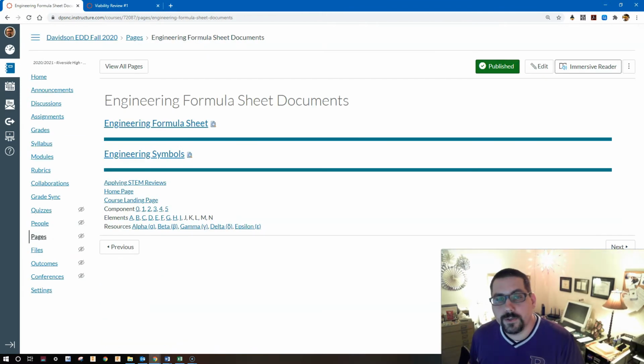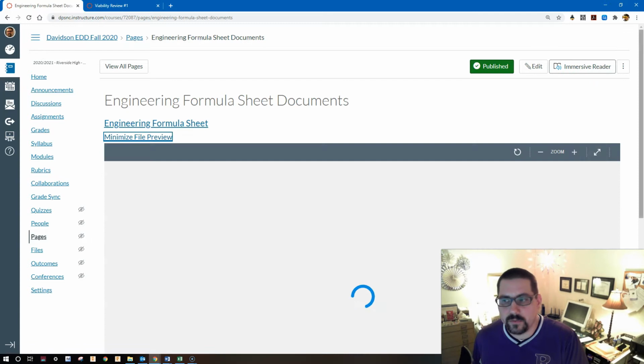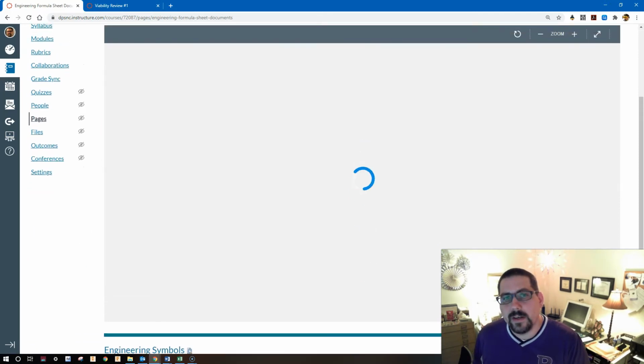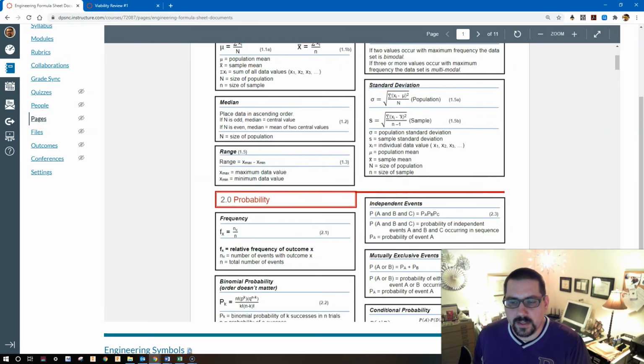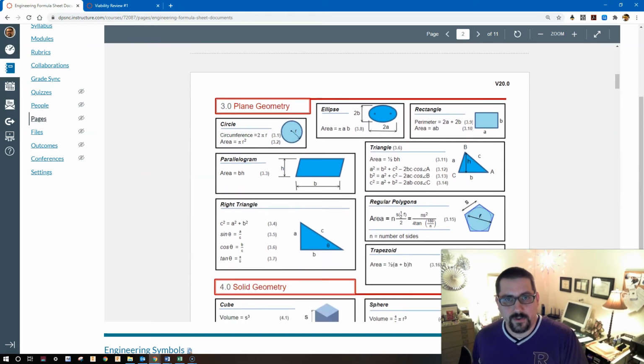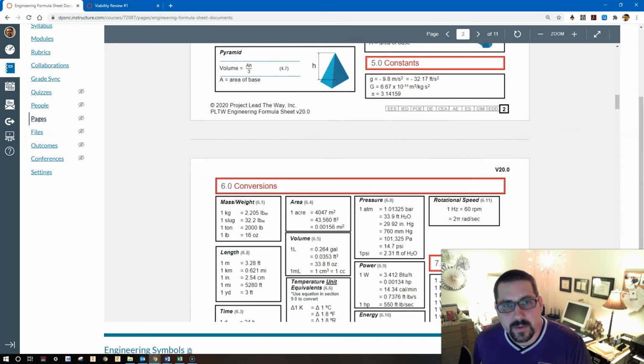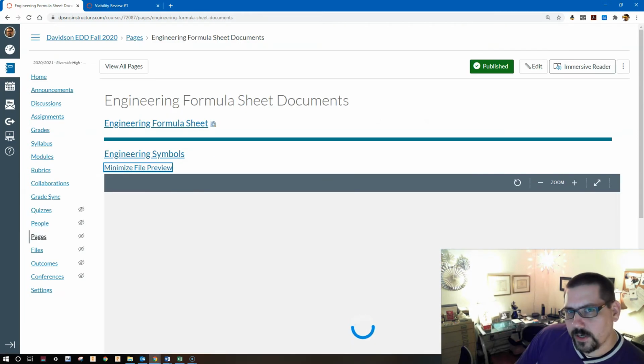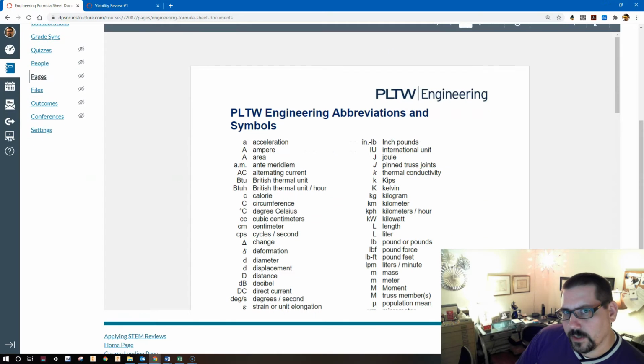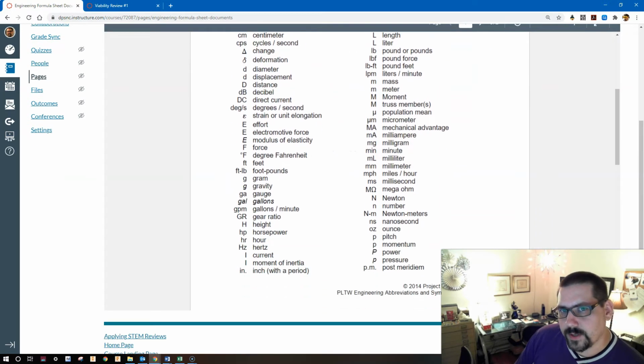Oh, look, 2 things you're very familiar with. The engineering formula sheet, very similar to what you've seen in the past years. You may notice that EDD is only at the bottom of a couple of pages, but I'm going to tell you right now, if there's something you need from one of the other pages, please make sure that you utilize it. And then there's engineering symbols. Have you ever looked at this page before? Lots of good information in here.